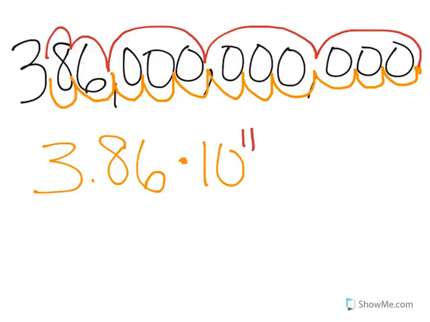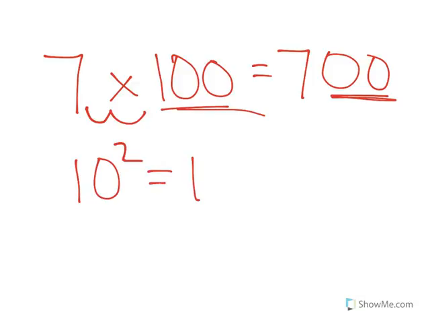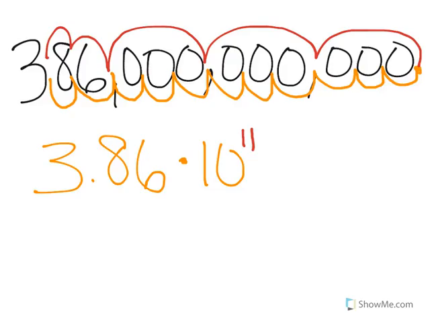And why this works is because if we think about it, we have the number 7, and if we multiply 7 times 100, we get 700. So really we're just taking the decimal point here that's behind the 7 and we moved it 2 places to the right and we added 2 zeros. So if we have 100, we can write 100 as 10 to the power of 2. That equals 100. So that is why we can write this as 10 to the power of 11. So let's try some more examples.